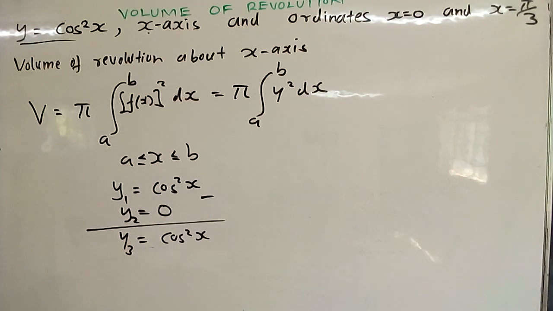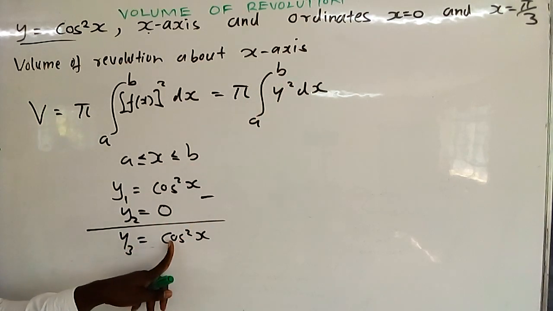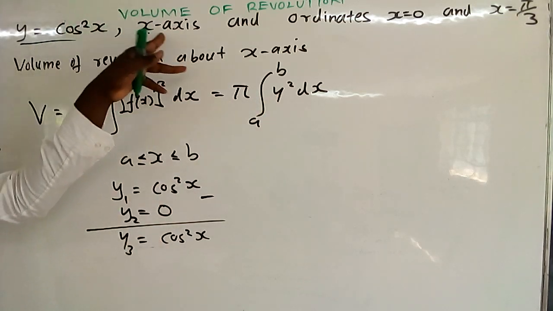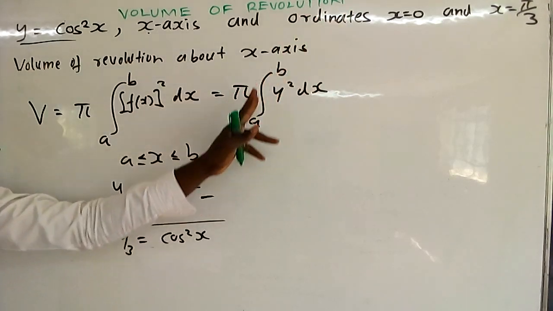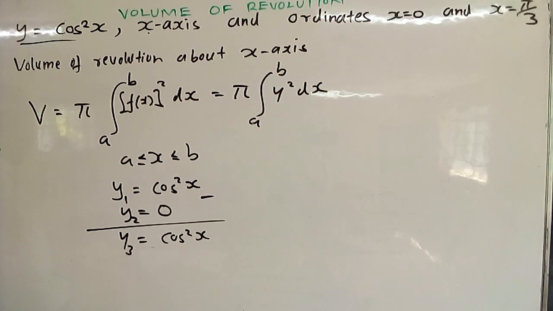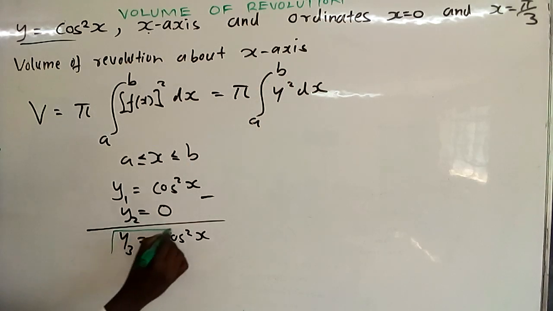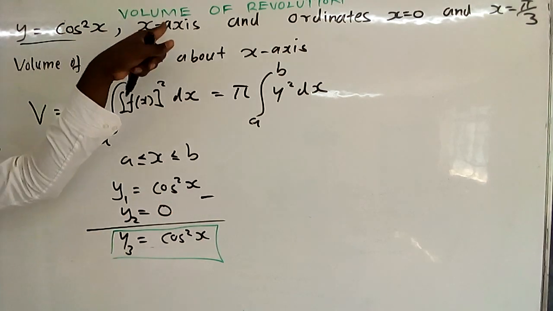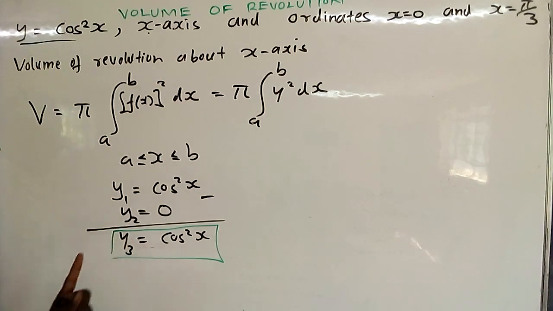So are you seeing? Meaning where we have y squared, the y we are going to integrate is y3, because it is the y defining the region between these two curves. Then the ordinates x equals 0 to pi over 3 will now give us the limit. Are you seeing that? Are we together? So in your y squared, the y which is defining the region between cos squared x and the x-axis is y3. Yes, our y is y3.